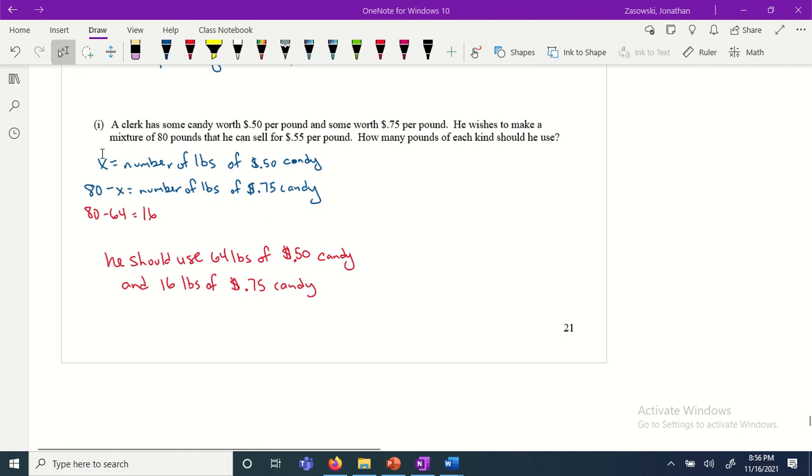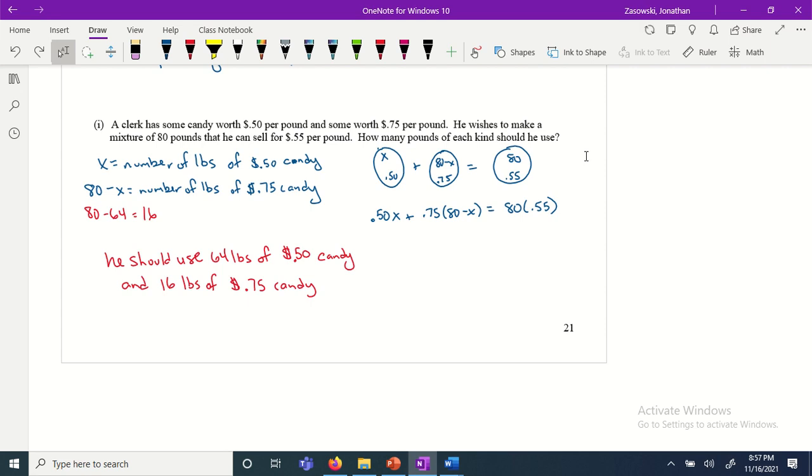So remember, we have X pounds of 50 cent candy. There's a total mixture of 80 pounds, so it's 80 minus X for the other type of candy. So one's X, one's 80 minus X. And then we can make our circles here for ourselves, right? So X and then the 50 cents, 80 minus X and the 75 cents, and then 80 times the 55 cent. So our equation: 0.50 times X plus 0.75 times 80 minus X equals 80 times 0.55.